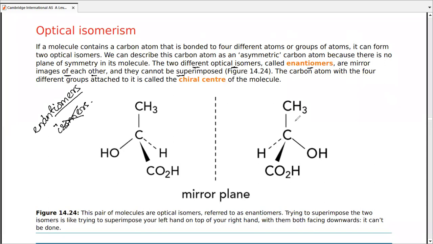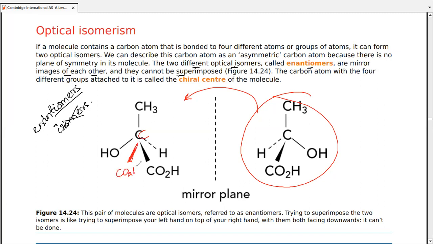What is superimposition? Superimposition is when you put one structure on top of another, and you don't end up with the same atoms on top of one another. How do you do this? Let me explain. I'm going to pick up this structure and put it on top of this one. So I'm putting this carbon right next to this carbon. Then what would happen is that we'll have a little bit of a wedge over here with CO2H. Now, this is not on top of this one. And over here we have OH, over here we have H, and over here we have CH3.